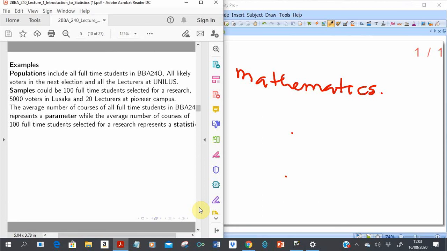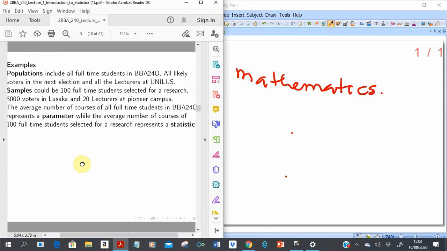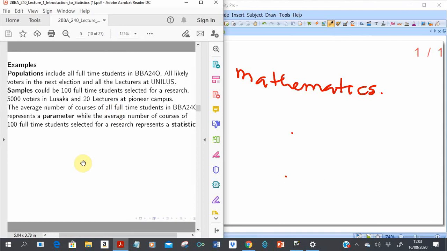Now, the average number of courses of all full-time students in PPA 240. Here we're considering all full-time students, so that average number of courses will become a parameter. So that is a parameter.